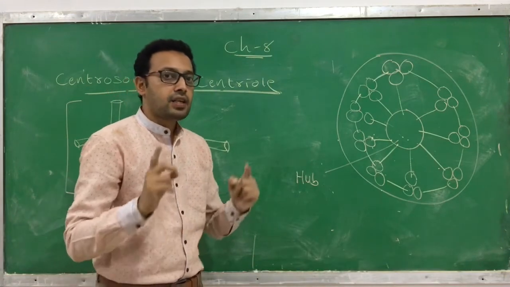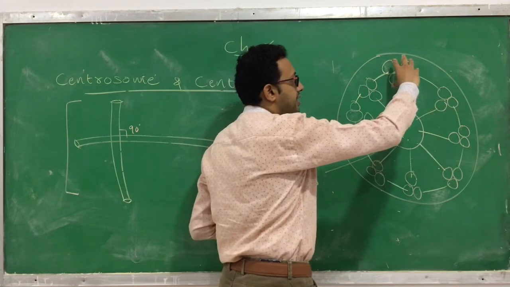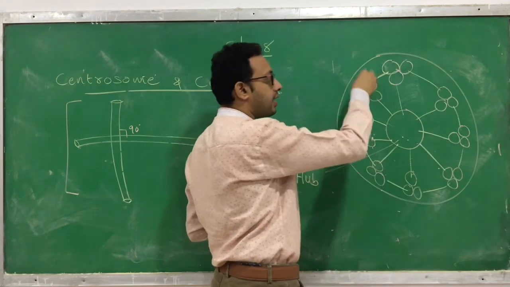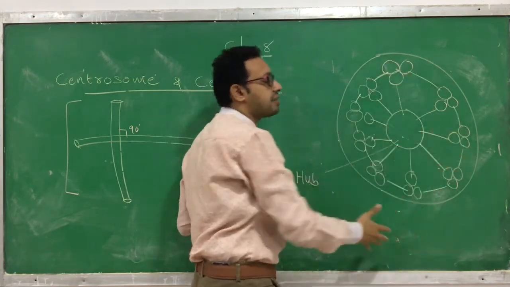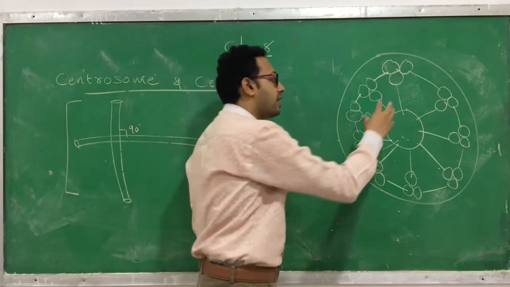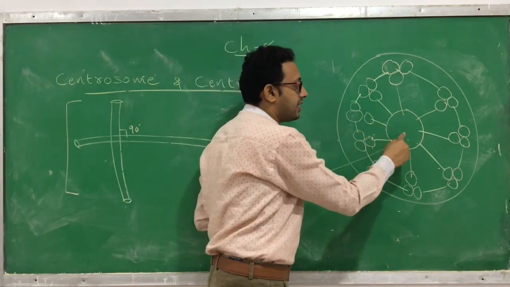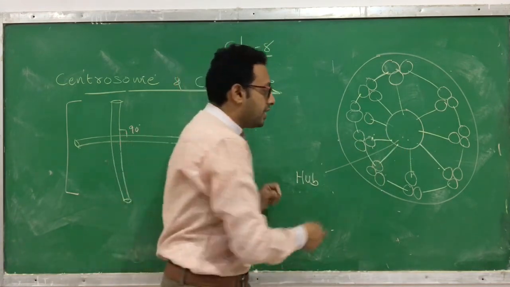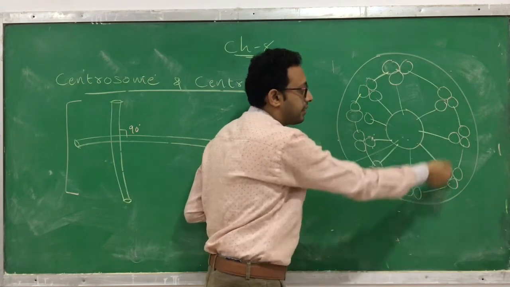I again repeat, what is the arrangement in a centriole? In the structure of a centriole, there are 9 triplets: 1, 2, 3, 4, 5, 6, 7, 8, 9. The 9 triplets are present on the periphery, and in the center there is a hub. These triplets are attached to the central hub and form a radial spoke-like arrangement. Even these triplets are connected with the adjacent triplets.